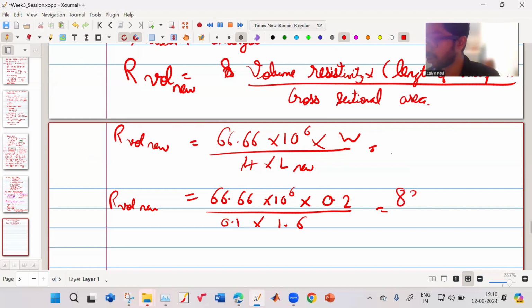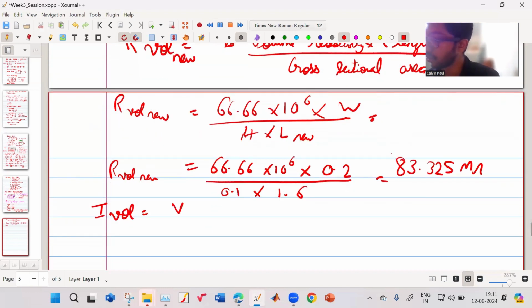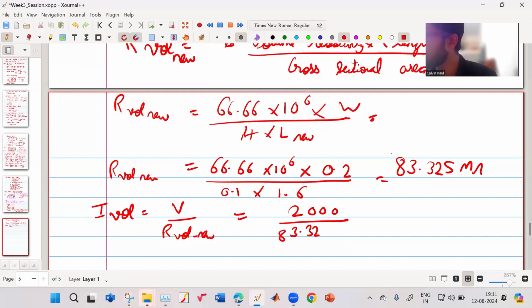So if you calculate it, it comes out to be 83.325 mega ohm. And your volumetric current will be equal to your voltage, which remains the same, divided by the volume resistance. So that is 2000 divided by 83.325 into 10 to the power 6. So what is this? It comes out to be 24 into 10 to the power minus 6 ampere. That is your 24 microampere.